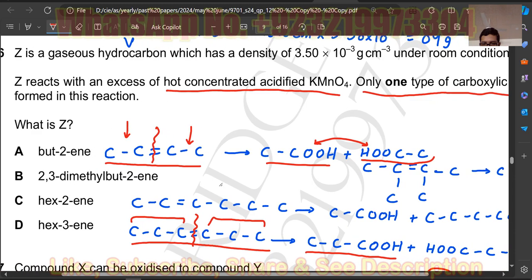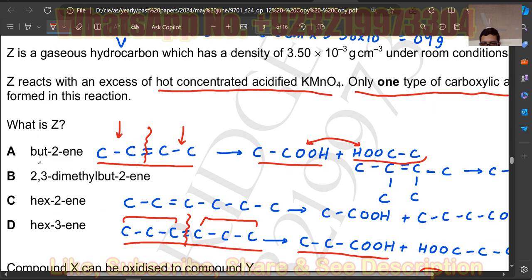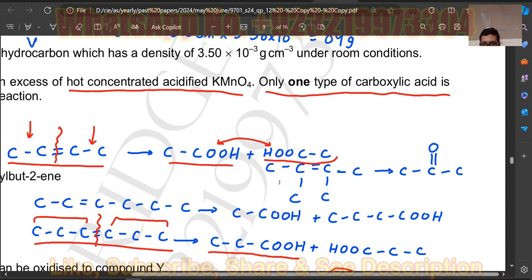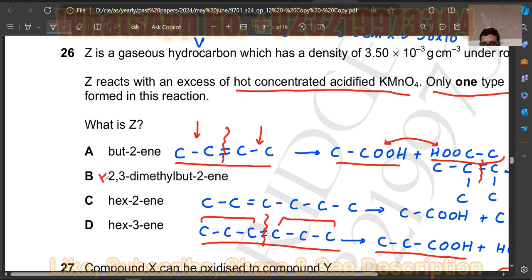Let's check what type of products you get from option B. Option B is 2,3-dimethylbutene, which has this simple structure. Now over here, when it is cleaved, it will cleave over here, and as a result, you will again get one type of product, but according to this structure, this is not a carboxylic acid, it is a ketone. So that's not your right answer. So B is clearly not your answer.